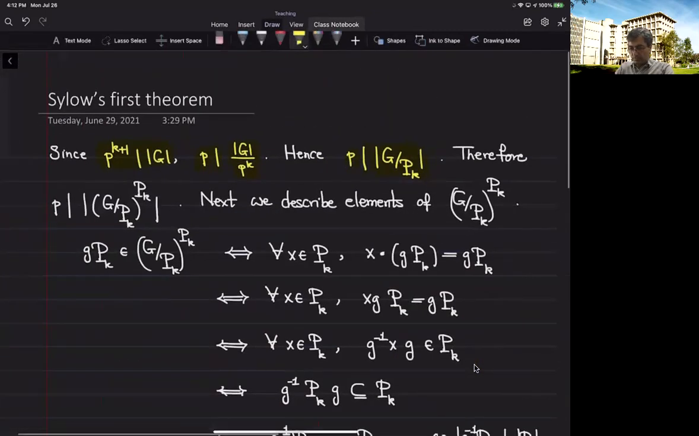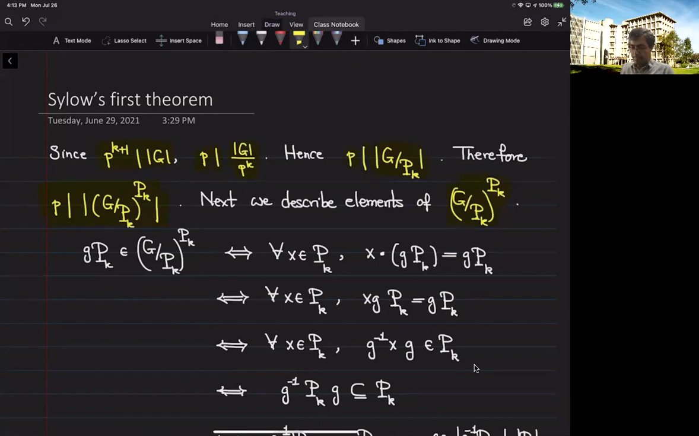So that's exactly what I have over here. Now let's turn our attention to understanding the set. What can we say about the points that are fixed under P sub k?